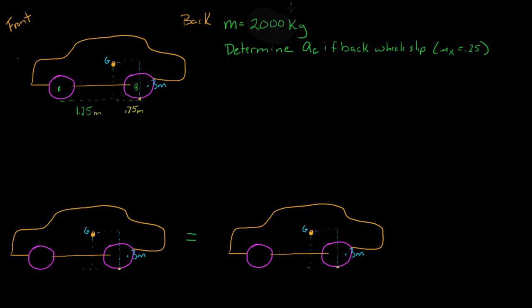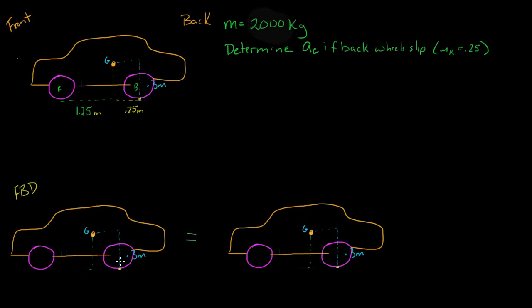The back wheel slipping means there is a frictional force, and we're given that the coefficient of kinetic friction is equal to 0.25. So what I've done is I've copied this picture twice so I can draw my free body diagram. And on my free body diagram, I want to identify all the forces that are acting on my system.